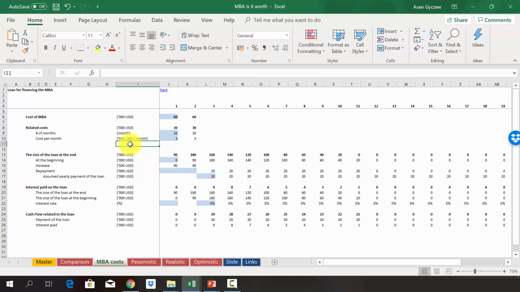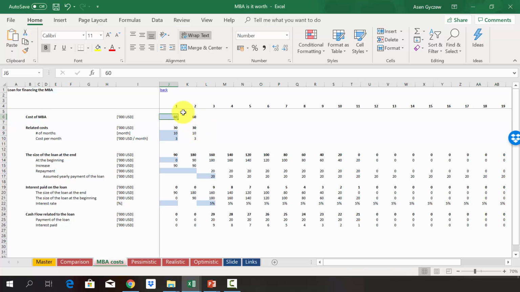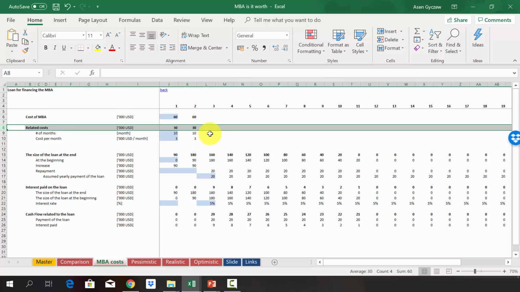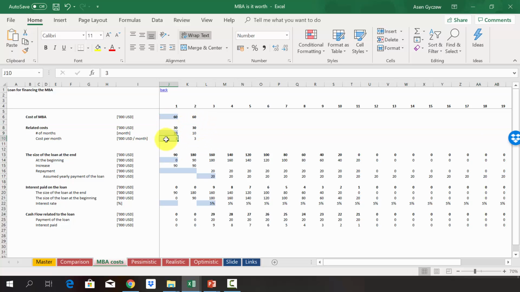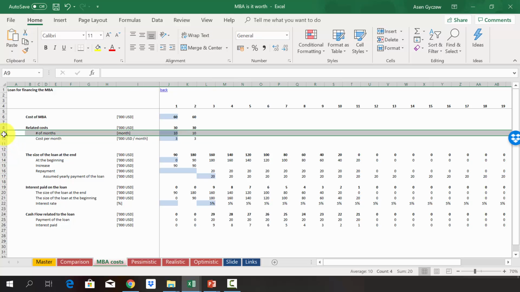And here we wanted to see how much money he has to pay due to the fact that he will have to take a loan for the MBA and later on pay interest on that. So in row 6, we have put the cost of the MBA being 60K per year. Then we also have related costs. So the cost related to him being in the States, we assume that it will be 3,000 per month, and then he will spend each and every year 10 months. So obviously he will be studying 4 years.